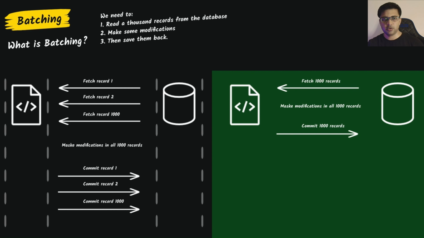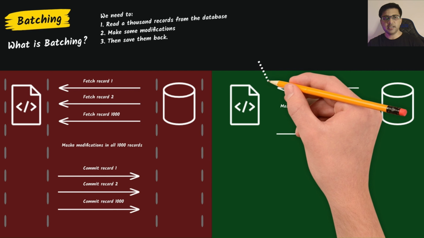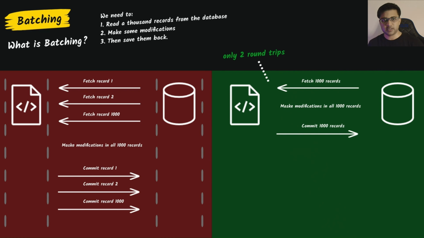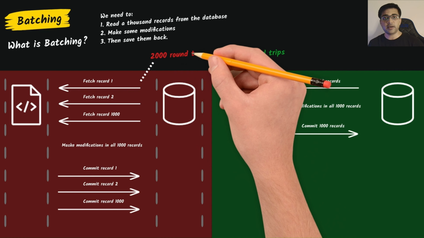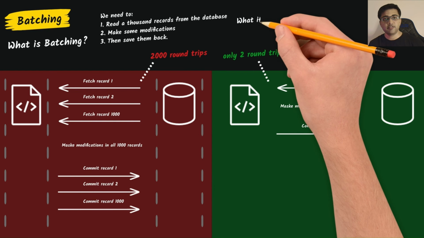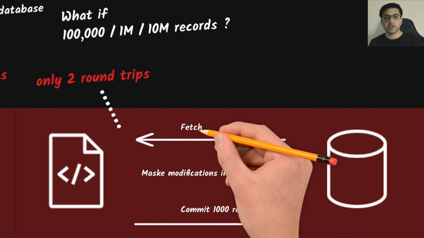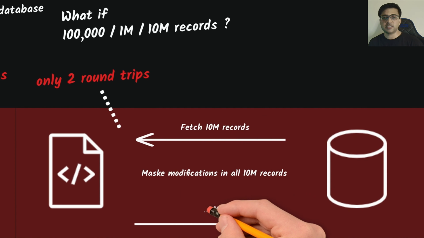It's much faster. Approach 1 would be very inefficient. It would take a lot of time and resources, while approach 2 is efficient and quick. It only takes 2 round trips to perform the entire task, whereas approach 1 would take 2,000 round trips to the database. So obviously you would go for approach 2, right? But what if there are 100,000 records, or a million, or even 10 million records? Now even approach 2 won't work. Handling such a huge amount of data in one go obviously isn't practical.